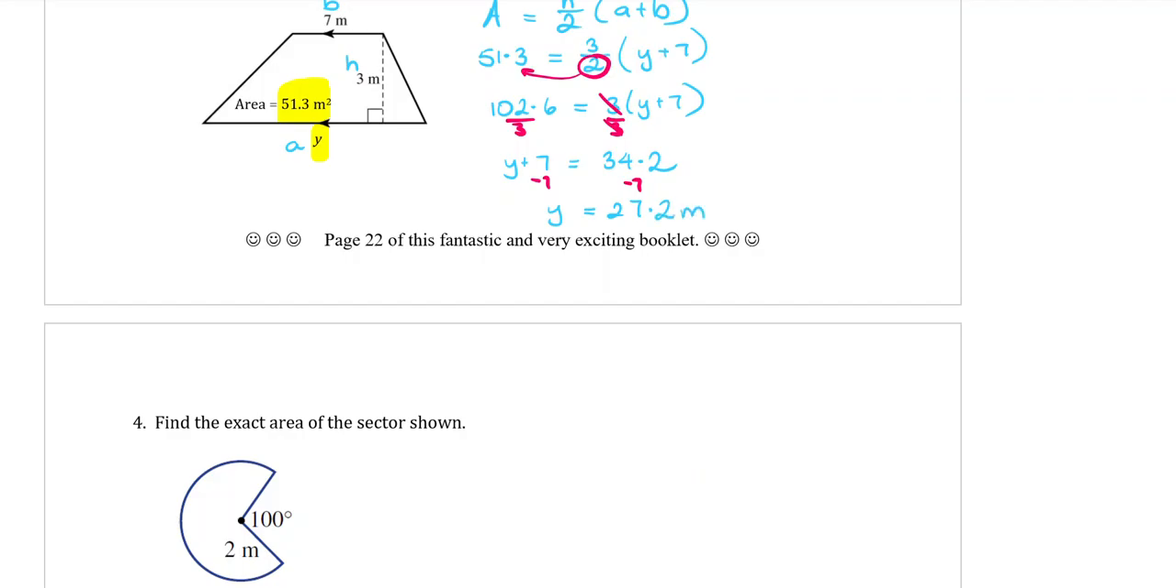And finally, you subtract the 7 and you get y equals 27.2 meters. Just meters, because this is not an area. It is the length of the bottom side of that trapezium.